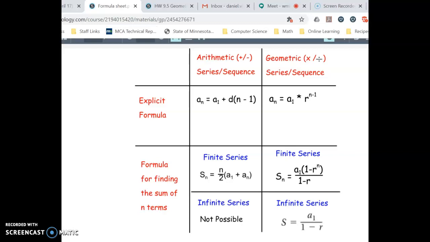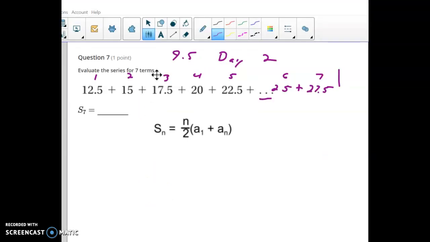So we have an arithmetic pattern because it's going up by 2.5, and it's finite because it ends. If it was infinite, it actually wouldn't have a sum. So this is a finite arithmetic series, so we want to use this little formula. Then, as far as finding the sum of 7 terms, n is 7, and then the first and last value.